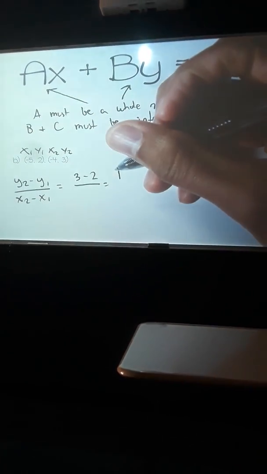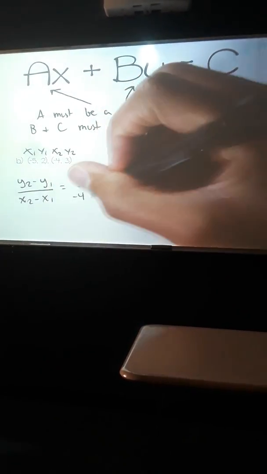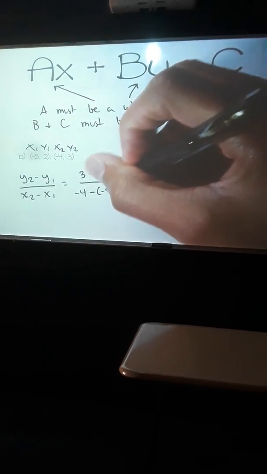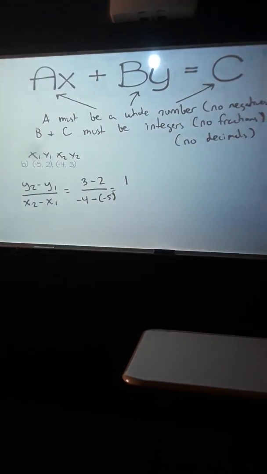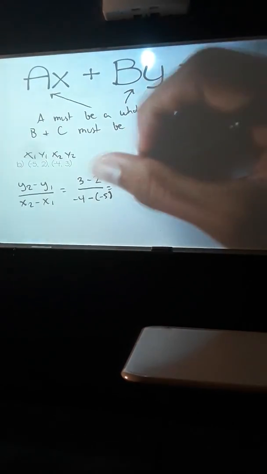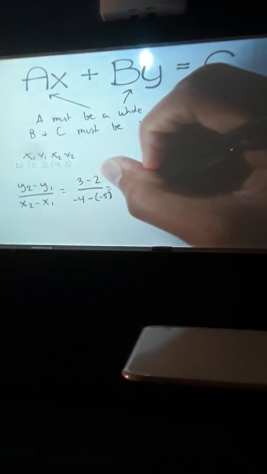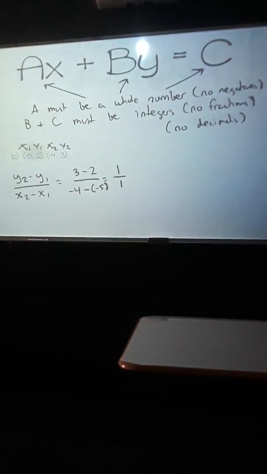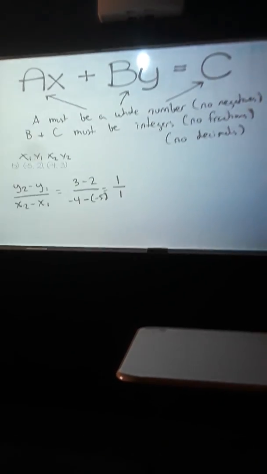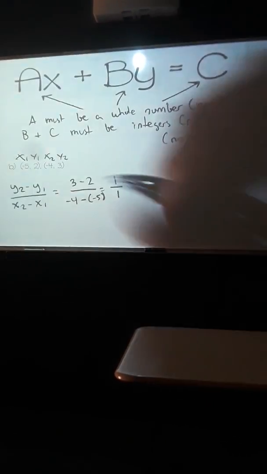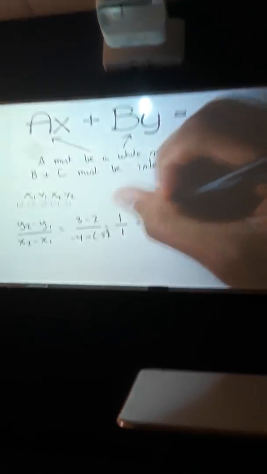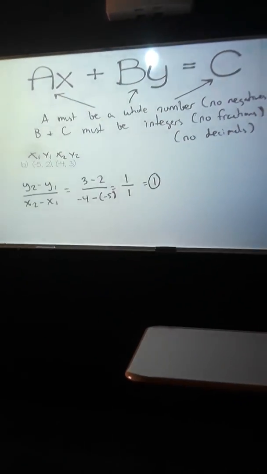Good. We have our x2, which is going to be negative 4, minus our x1, which is going to be negative 5. Great job. Now, negative 4 minus negative 5 is 1. And we know that 1 divided by 1 is 1. Okay? So our slope is 1.